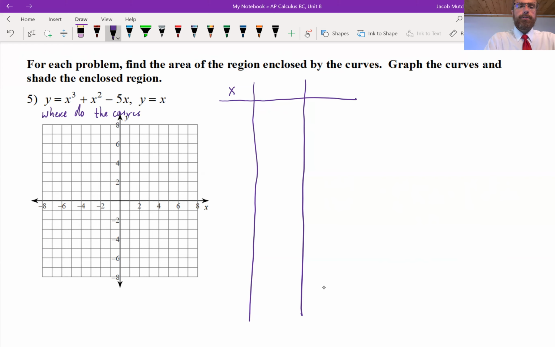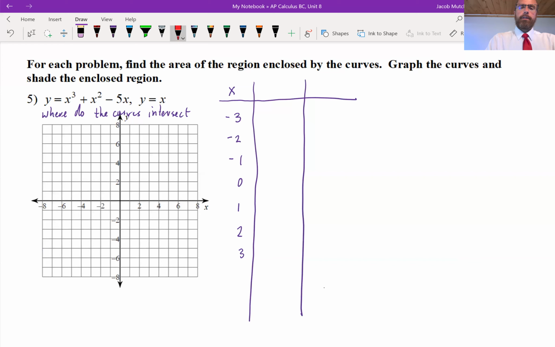So I don't really know, just looking at these two functions, where they do that. So I'm going to include kind of a more central slice of my domain. So I'll go from -3, -2, -1, 0, 1, 2, we could go 3. And I'm going to input these two functions like we had done.